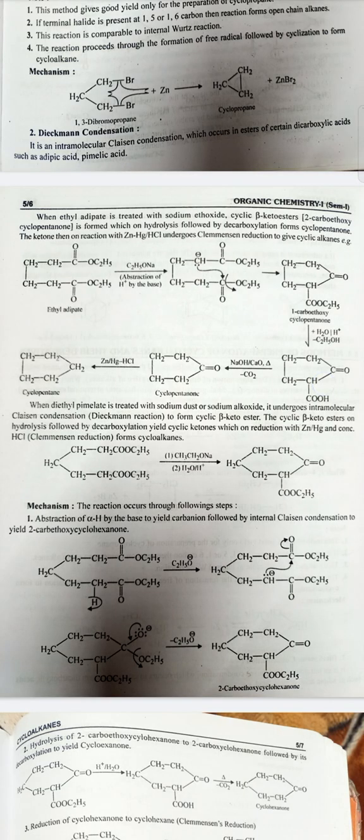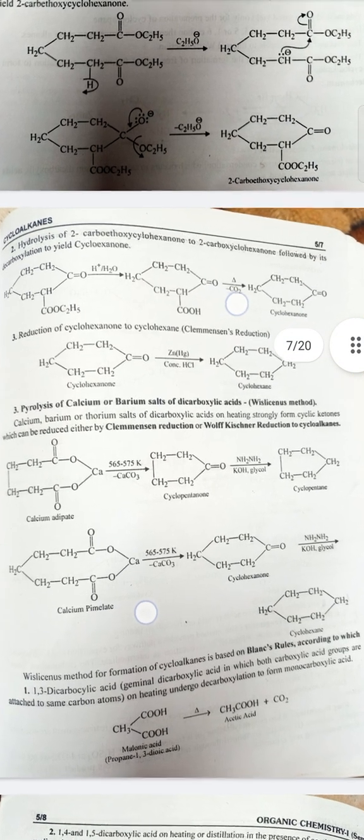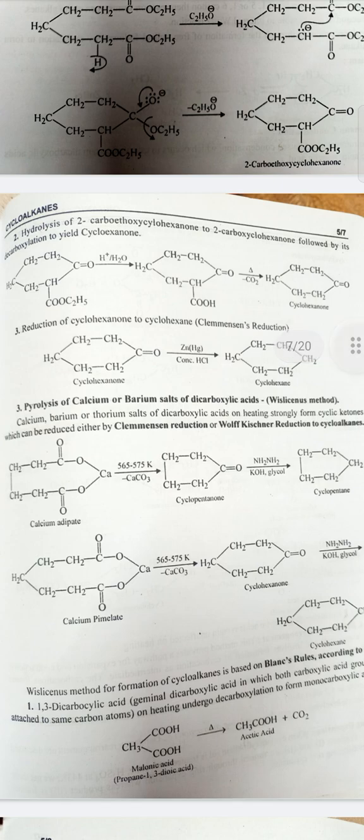Mechanism. The reaction occurs through the following steps. Number 1. Abstraction of alpha hydrogen by the base to yield carbanion, followed by internal condensation to yield 2-carbethoxycyclohexanone. 2. Hydrolysis of 2-carboethoxycyclohexanone to 2-carboxycyclohexanone followed by its decarboxylation to yield cyclohexanone. 3. Reduction of cyclohexanone to cyclohexane, Clemmensen reduction.